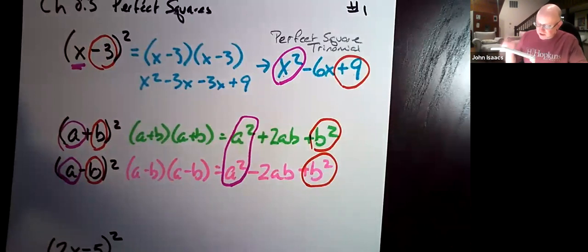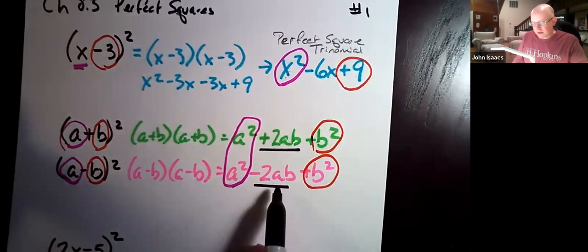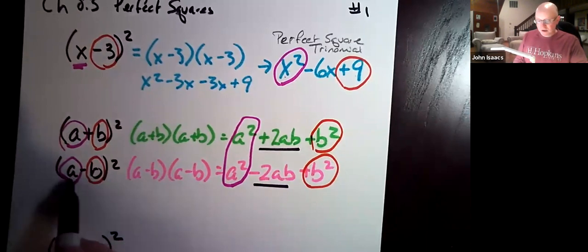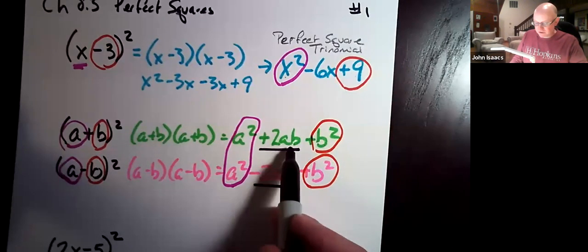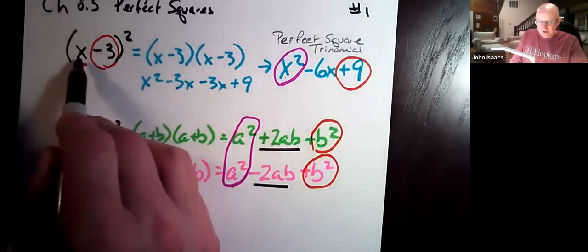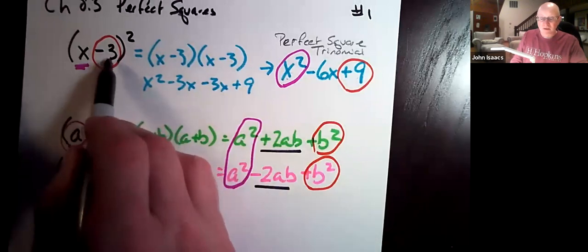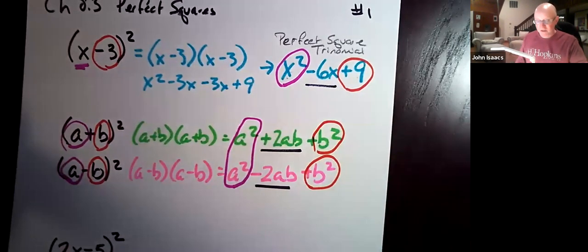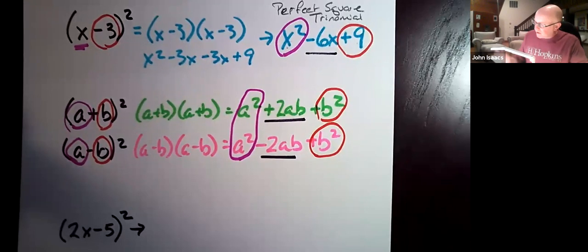This middle term. This is the key thing. This middle term is the first term times the second term times 2. So a times negative b is negative ab times 2. A times b is positive ab times 2. Negative 3 times x is negative 3x, times 2 is negative 6x. That always happens.